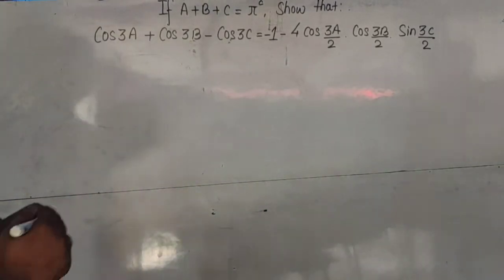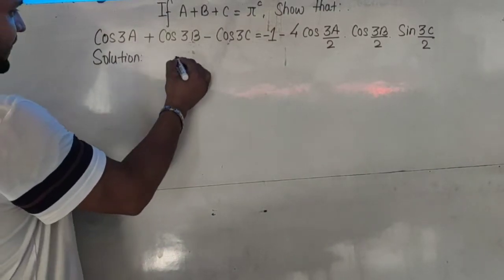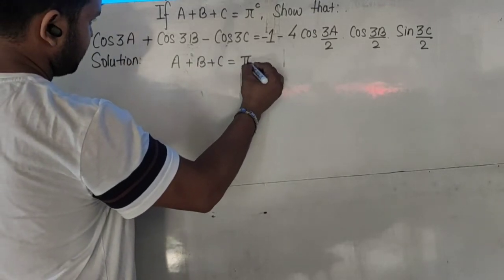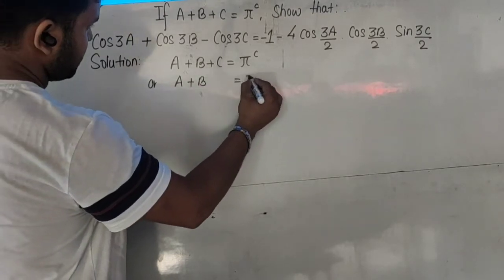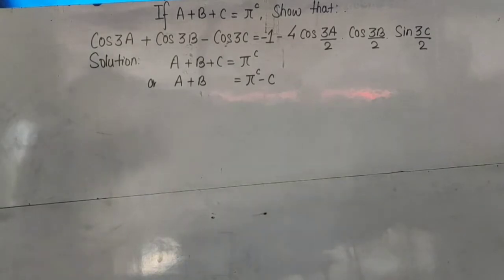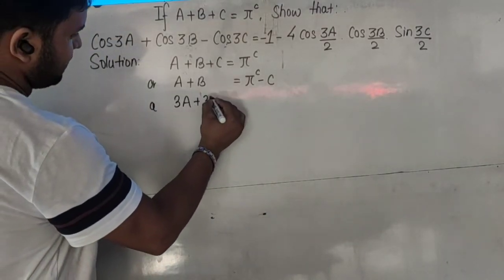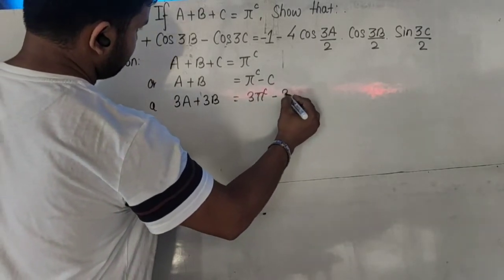As the first step, let's see our solution here. We are given that a plus b plus c equals pi radian, which we can write as a plus b equals pi radian minus c. Let me multiply both of the sides by 3. What do I get when I multiply both sides by 3? I get 3a plus 3b equals 3 pi radian minus 3c.